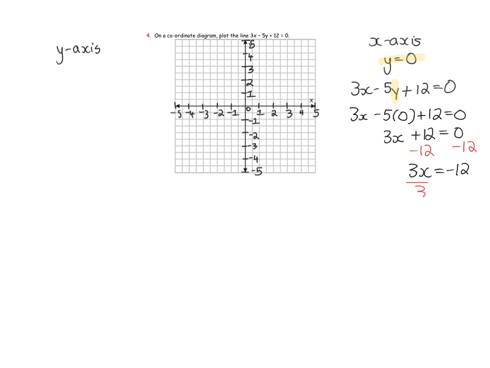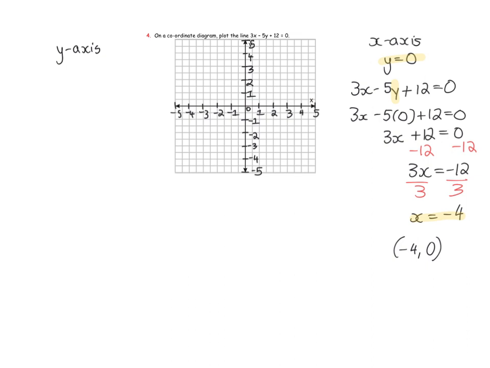And we can divide both sides by 3. Finally, we'll be left with x is equal to minus 4. So the point, we know that y is 0, and we found that x is equal to minus 4. So the point we have is minus 4, 0.